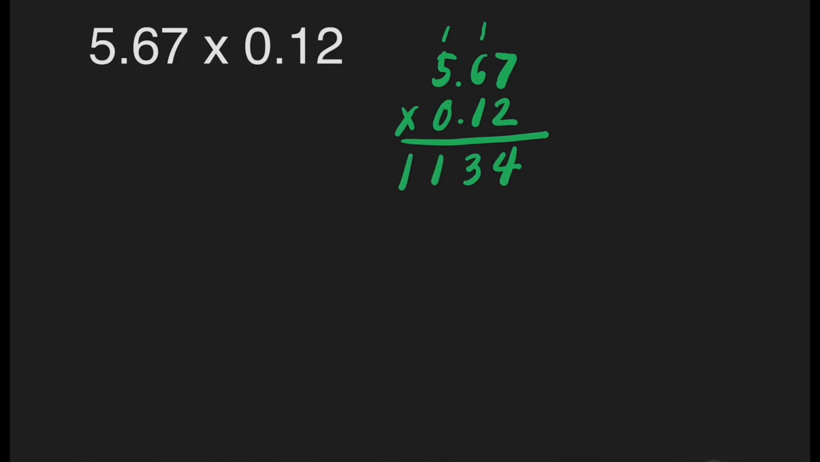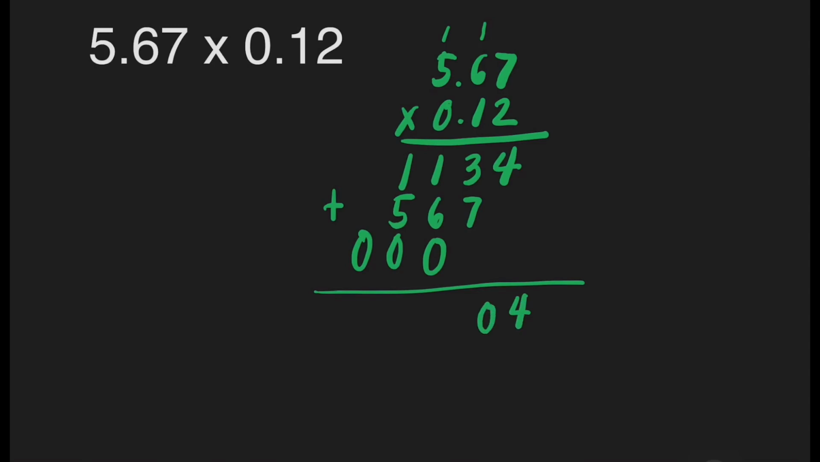1 times 7 is 7. 1 times 6 is equal to 6. 1 times 5 is equal to 5. Then 0 times 7 is 0. 0 times 6 is 0. 0 times 5 is 0. Then we can add the partial products. Bring down 4. 3 plus 7 is 10. Carry 1 at the top of 1. 1 plus 1 is equal to 2 plus 6 is equal to 8. 1 plus 5 is equal to 6. Then you will just copy the 0 here.